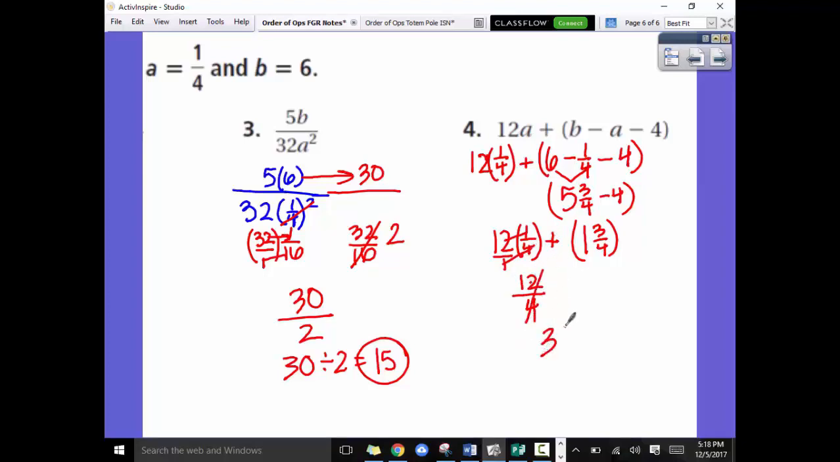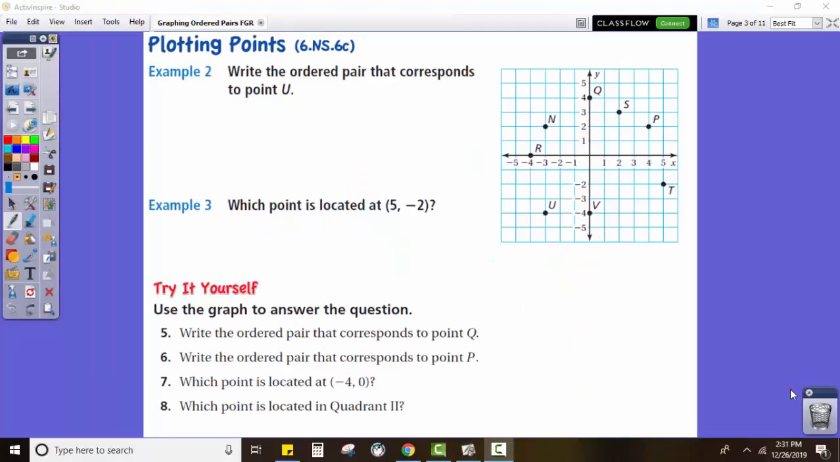So bring everything else down. 3 plus 1 3/4. Add the whole numbers. You have 4 3/4. Okay, this next part should be a review because it's plotting points, which we've already gone over for a little bit earlier in the unit. So we'll go through some examples together here.